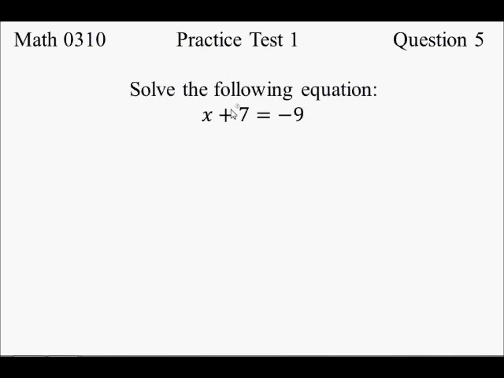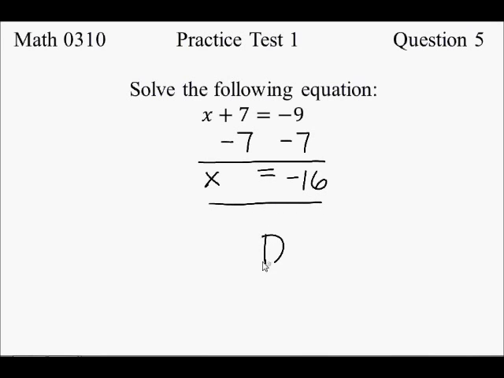So the opposite of adding 7 here, to get rid of a plus 7, would be to subtract 7. That's the opposite. So we're going to subtract 7 from this side. And in order to keep both sides balanced, we need to subtract 7 from the other side as well. So x plus 7 minus 7, we'll get nothing left there. And then -9 minus 7, since they're both negative, we're going to get more negative. And so now we've already solved. We have x equals -16. That's our answer, and that is choice D.